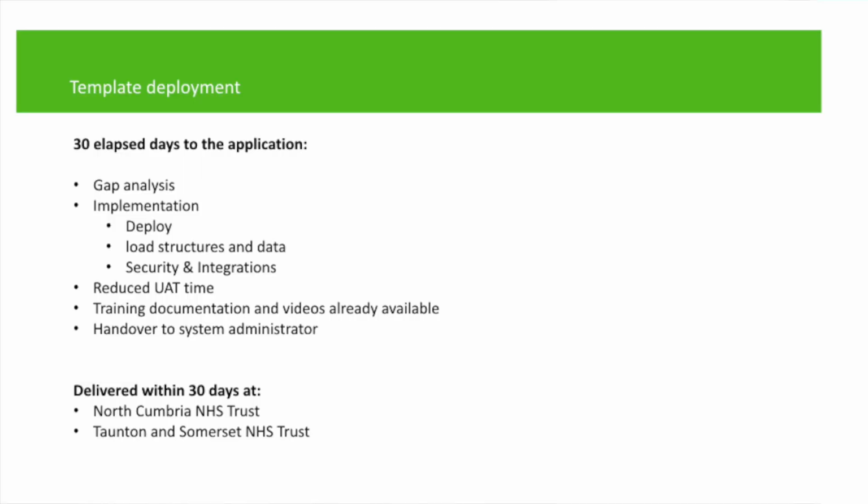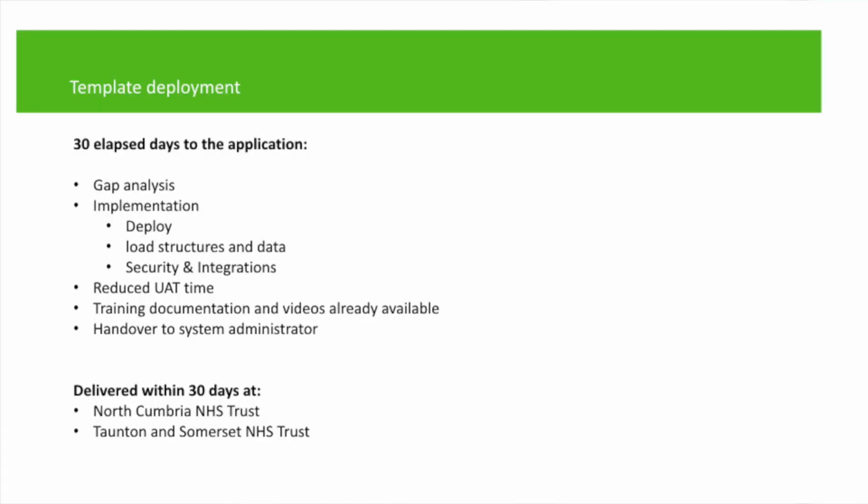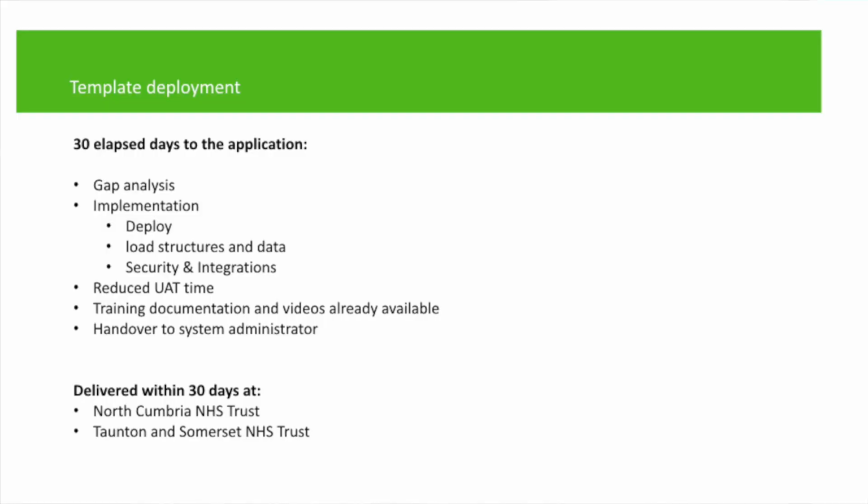And then we were able to deploy that within 30 elapsed days. So that's not 30 days of manual effort. That's 30 days end-to-end from the time that you go in, do a gap analysis, and work through the template to see the bits that don't fit within the organization. Deploying it is as simple as deploying the snapshot, because you've already got the application, loading the structures and data, and adding in the security and integration specific for that organization. Then you can reduce things like UAT time, because you already have a template that's been tested. What you're testing is the structures, the security, and the integrations.